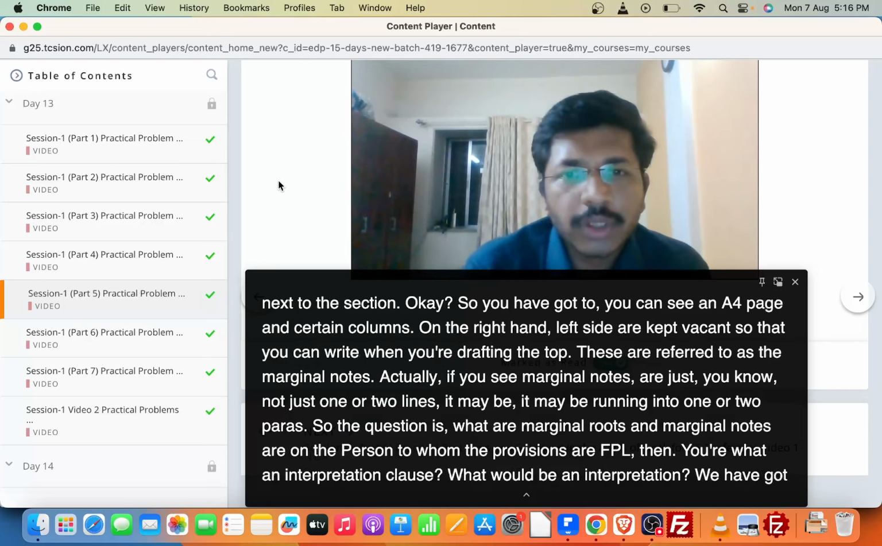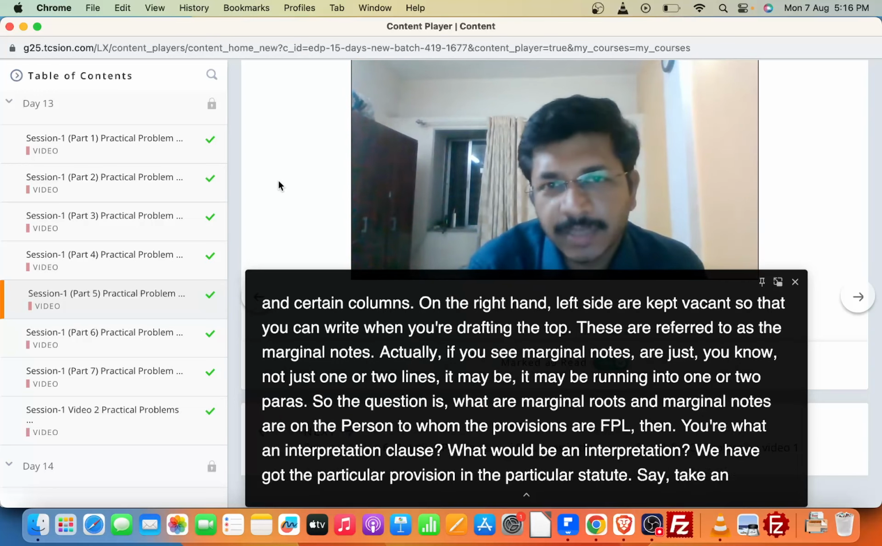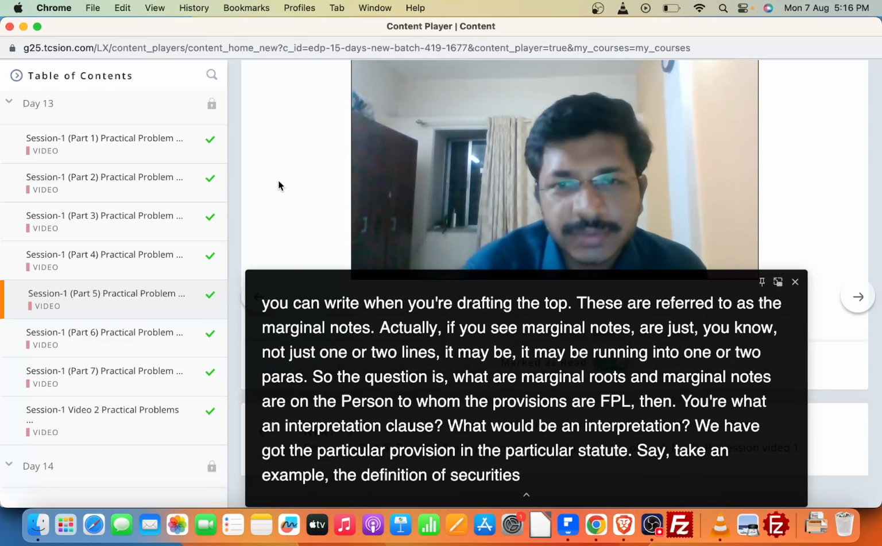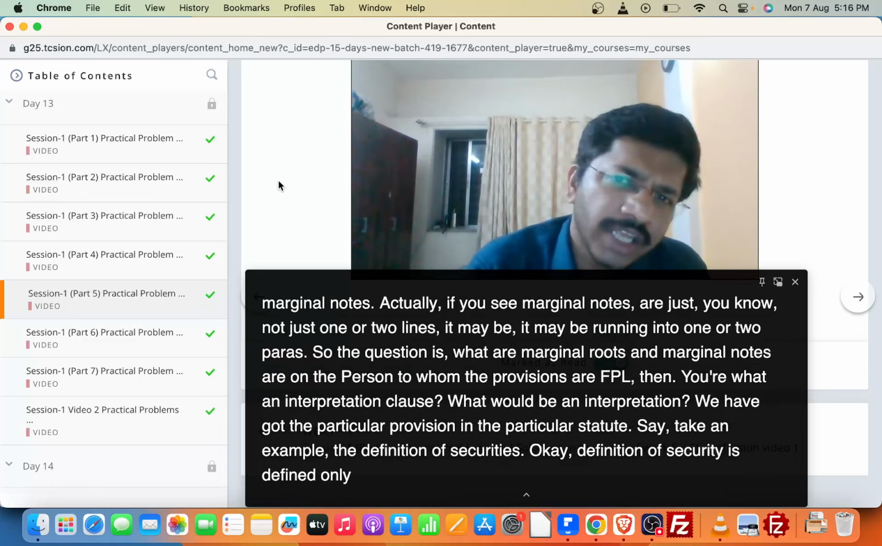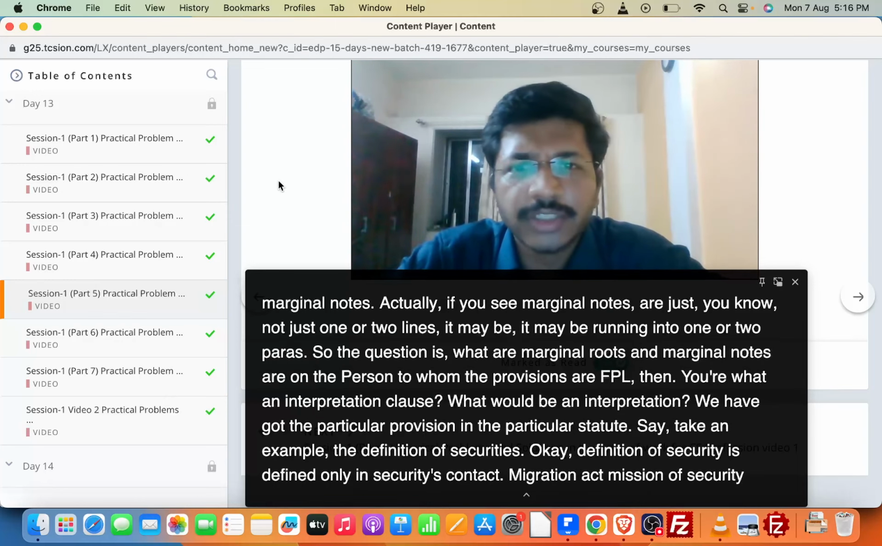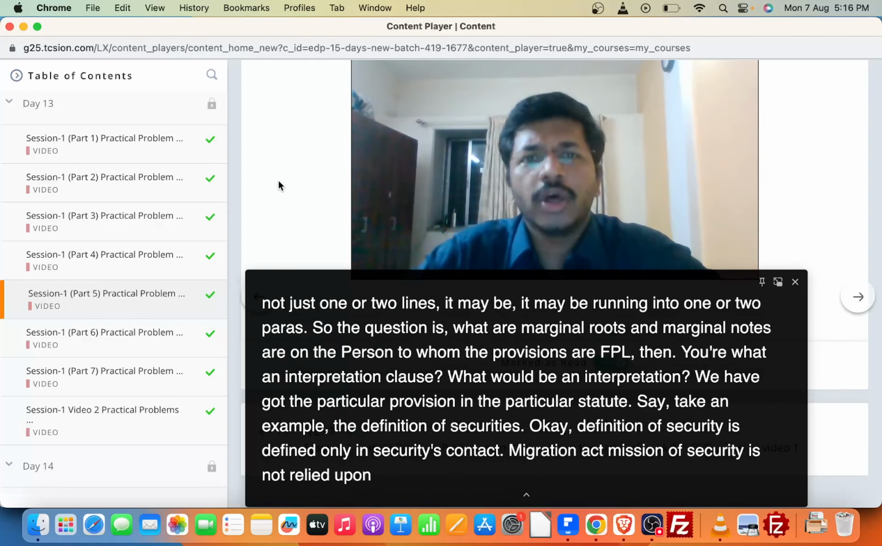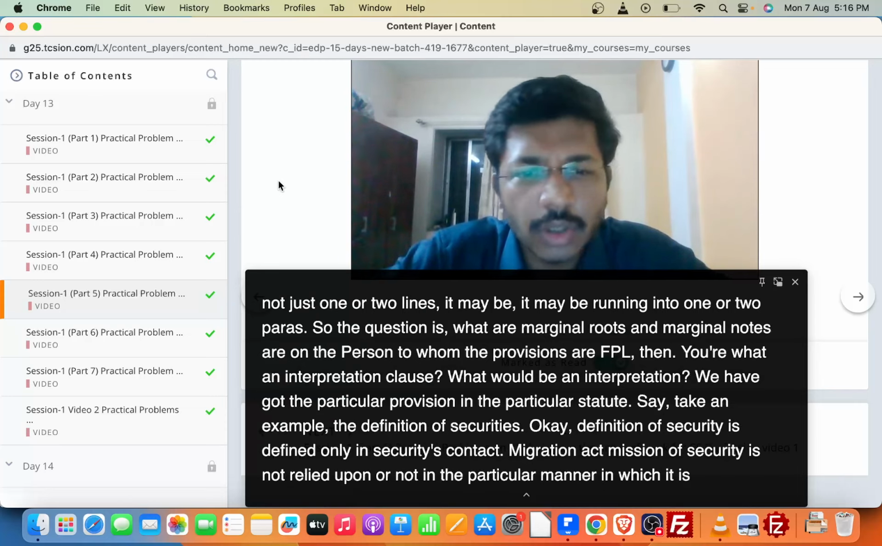If you have a particular provision in a particular statute, take an example, the definition of securities. Definition of securities is defined only in the Securities Contract Regulation Act. Definition of securities is not relied upon in a particular manner in which it ought to be.